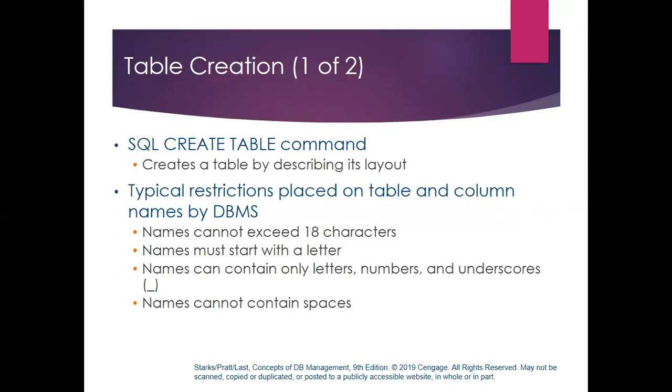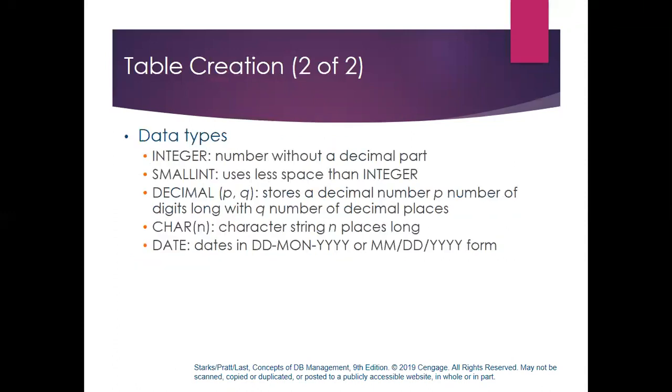Common restrictions placed on table and column names by the database management systems are: names cannot exceed 18 characters. Names must start with a letter. Names can contain only letters, numbers, and underscores. Names cannot contain spaces. When creating a table, you must specify the type of data that the column can store, and in some cases, the length or field size for each column or field.